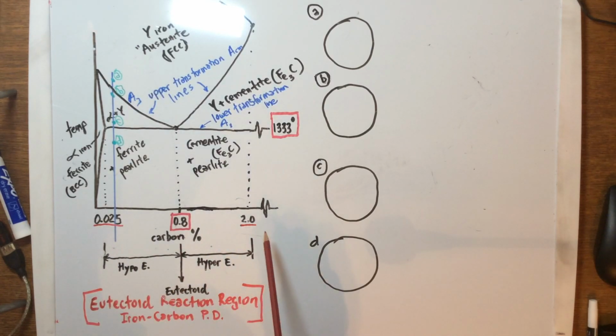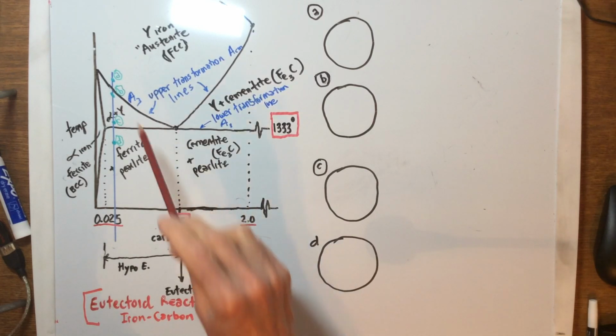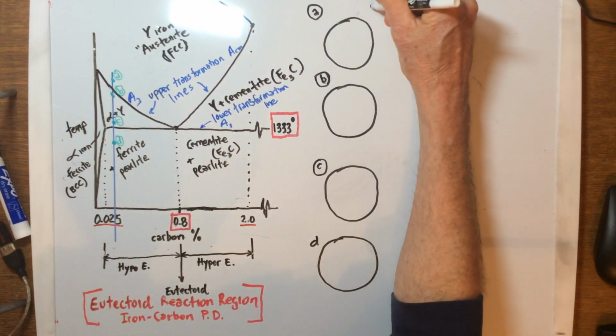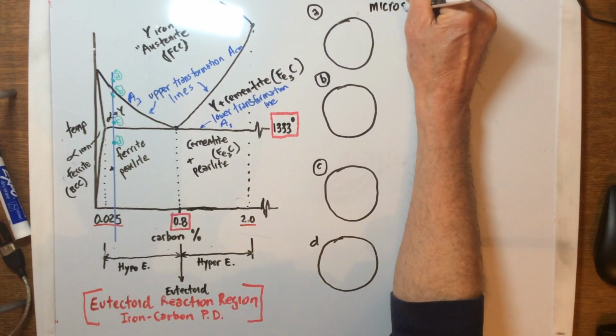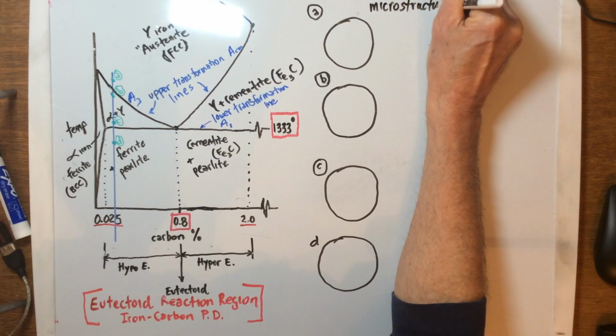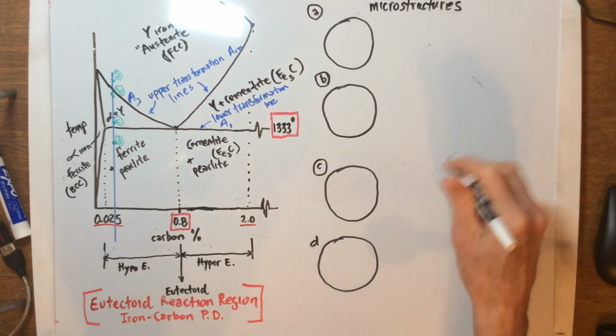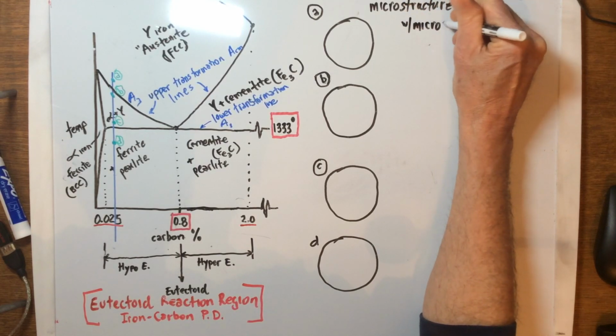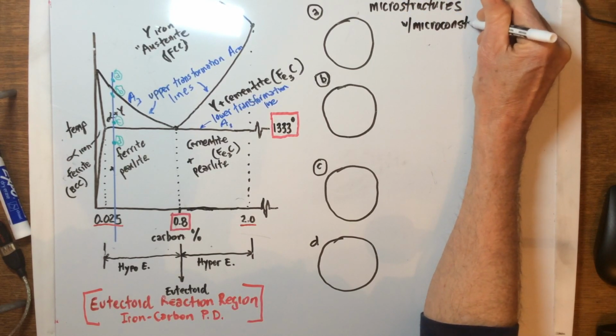Now, let's look at what phase transformations are actually taking place here, and let's start with this first one. But before we do, we need to define a couple of things here, and what we're going to be looking at are microstructures. These are all microstructures. And then we're going to have microconstituents.